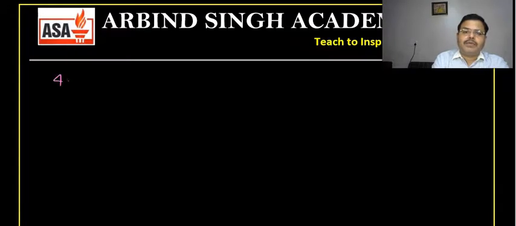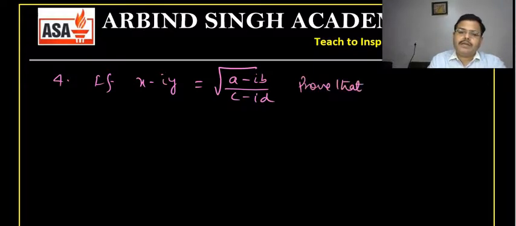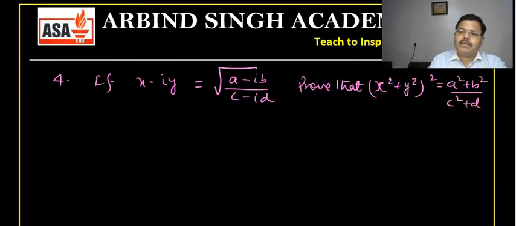So now the next question is question number 4. And question number 4 is: given that if x minus iy, this is an important one, is equal to (a minus ib) upon (c minus id), prove that (x squared plus y squared) whole squared is equal to (a squared plus b squared) whole divided by (c squared plus d squared). That you need to prove.